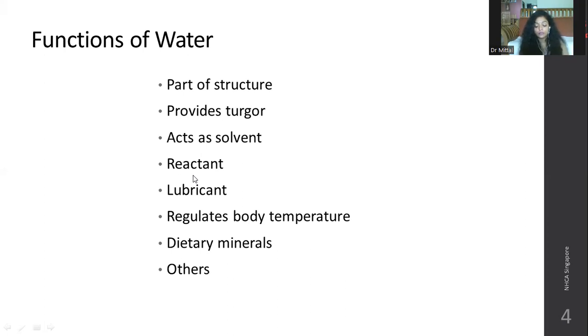Other functions: water helps the mineralization of organic components within the body. It's also an effective solvent, because of which lots of minerals and other chemicals can dissolve easily and form new reactions in the body. So these are the functions of water. Is it clear to all?